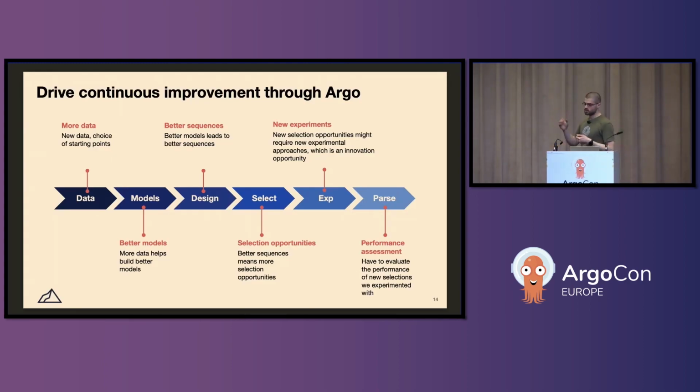So in Dyno's case, we start with some data collection, we build some models, then we design some sequences, and once we design those sequences, we have to select among them, and then we have to perform some experiments, and then we parse the data to construct these performance evaluations. But that means we now have more data, which means we can build better models, and we can design better sequences, and we have more selection opportunities, and we keep going in this loop until we meet whatever goals we have set for a specific research program.